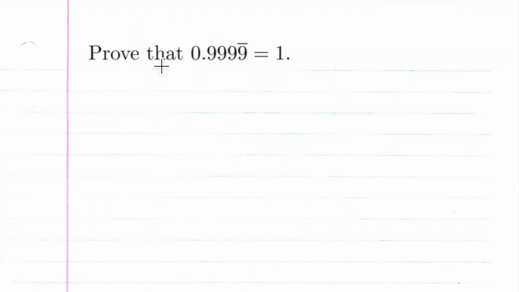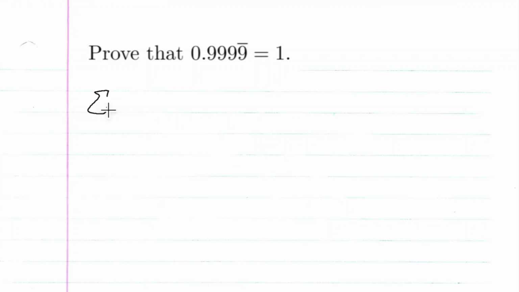Okay, so we're going to prove that 0.99999, right, forever is equal to 1. And we're going to do this by using the infinite geometric series. So in case you might have forgotten the infinite geometric series, the infinite geometric series goes as follows.